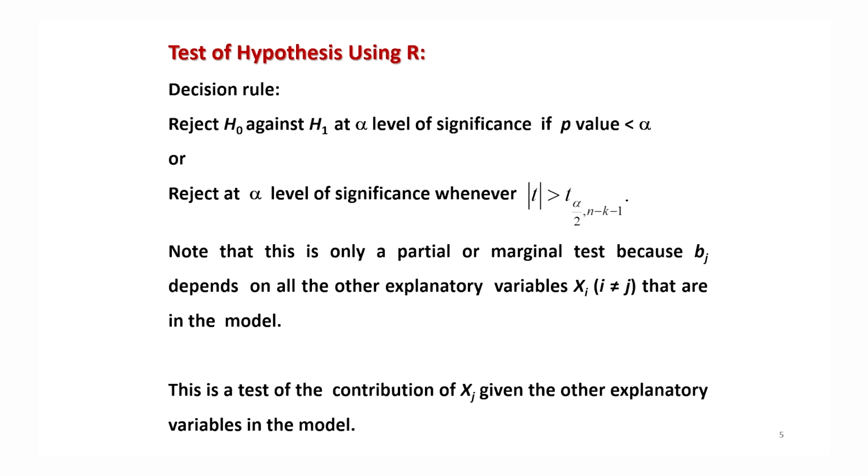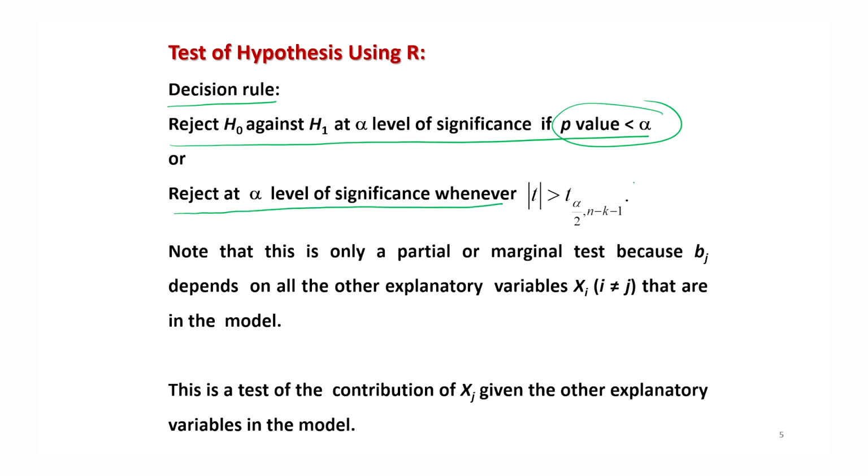Now, how are you going to take the decision? The decision rule is: if you are going with the software, then reject H0 against H1 at alpha level of significance if the p-value is less than alpha, your old classical rule. And if you are using the t tables, then you have to reject H0 at alpha level of significance whenever the absolute value of t is greater than the tabulated value from the t table, t alpha by 2, n minus k minus 1.